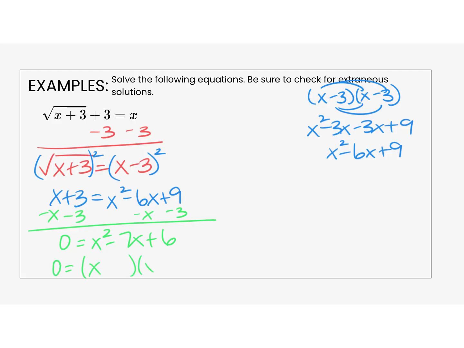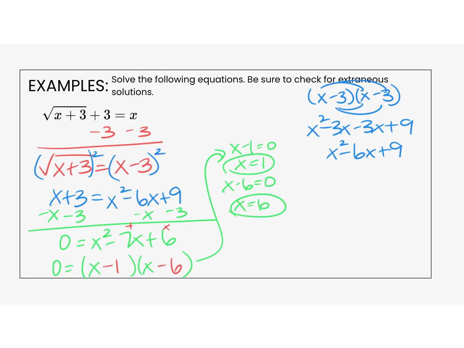So I'm looking at x and x. What multiplies to 6 and adds to negative 7? That's going to be -1, -6. Okay, so then I'm going to keep this going. X minus 1 equals 0 gives me x equals 1. X minus 6 equals 0 gives me x equals 6. So I have two solutions.